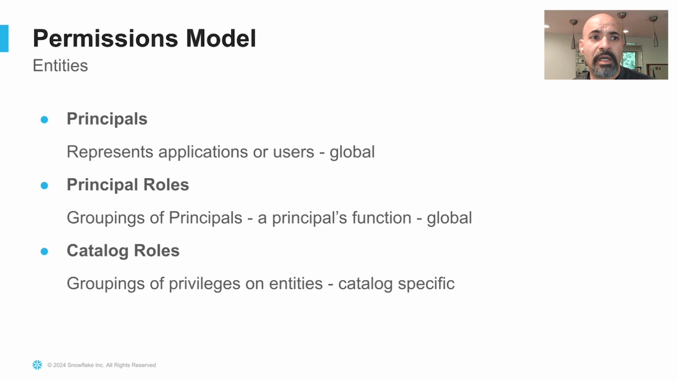For permissions, we added three different entities. We have principals, principal roles, and catalog roles. So a principal represents a user or an application, right? So for example, Michael is a user, or maybe my clickstream processing application or my ML training job. Those could all be different principals, and they each have their own set of credentials for accessing data in the catalog. Principal roles are kind of a grouping of principals.